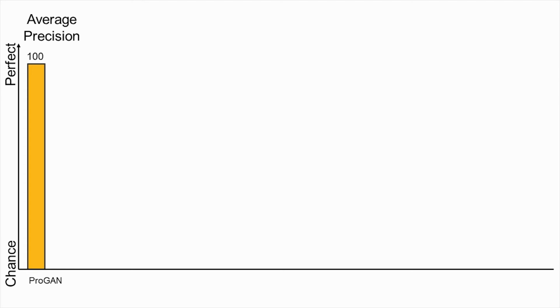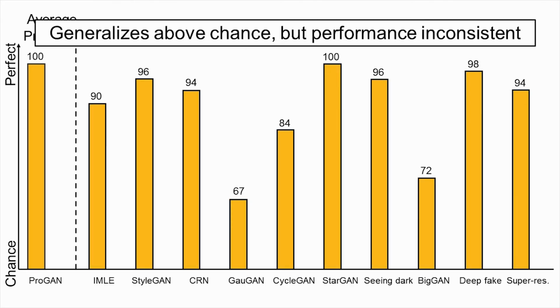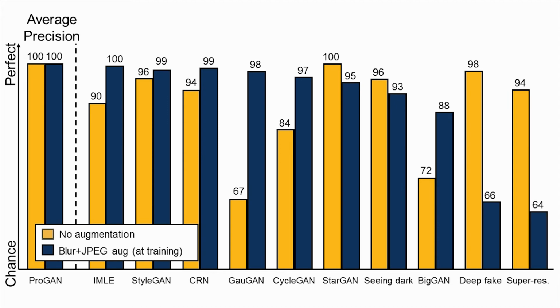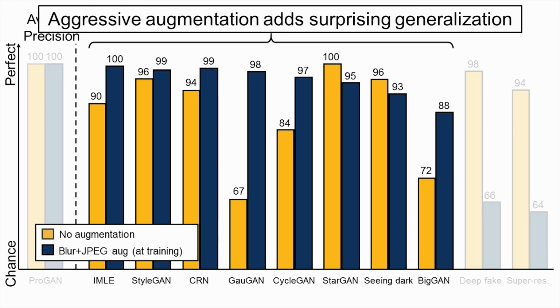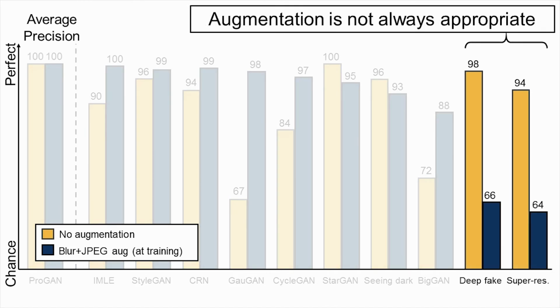If we try to generalize to others, it's above chance, but the performance is inconsistent. One conclusion might be that this experiment was a failure. However, we tried out several data augmentations to avoid overfitting. During training time, we added random blurs and random JPEG compression some of the time, and evaluated and tested on clean images. By simply doing this, we can improve our classification performance by a good margin. Sometimes augmentation doesn't help though. To detect super resolution, we need to look at high frequencies, so blur augmentation hurts performance.